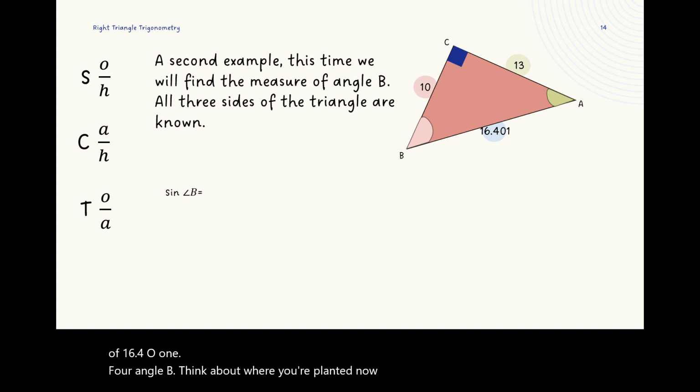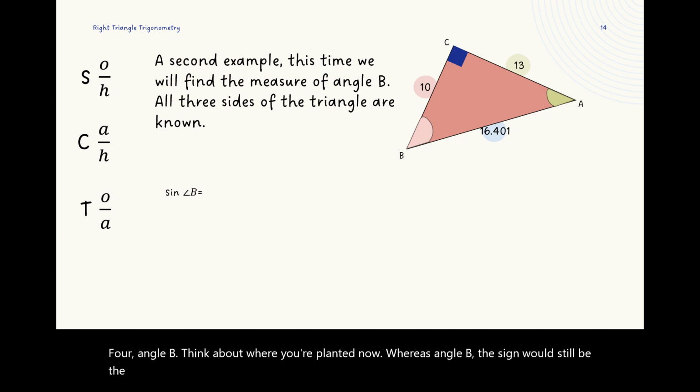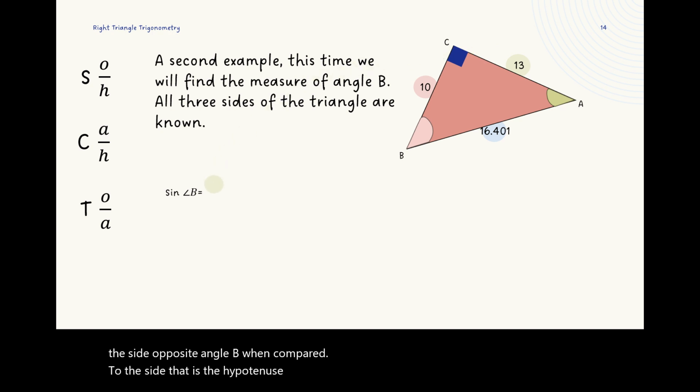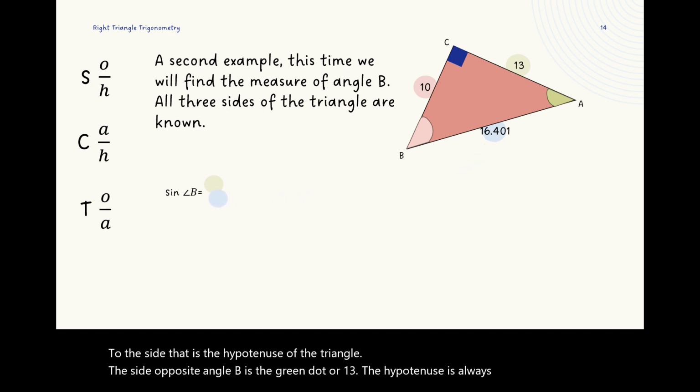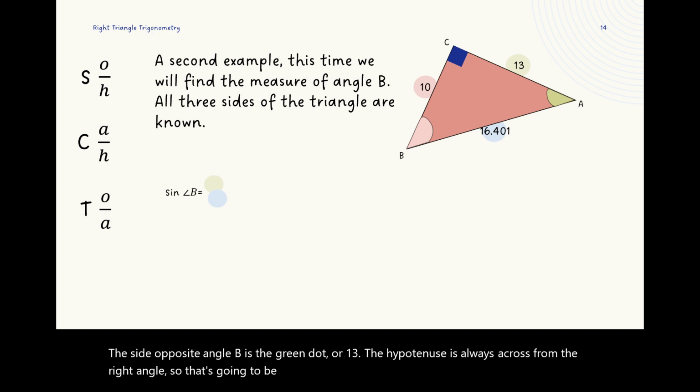For angle B, think about where you're planted now. Where is angle B? The sine would still be the side opposite angle B compared to the hypotenuse of the triangle. The side opposite angle B is the green dot, or 13. The hypotenuse is always across from the right angle, so that's 16.401. And the sine of angle B is 13 divided by 16.401.